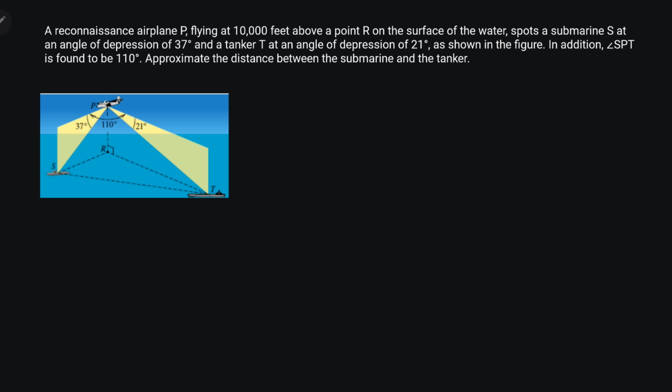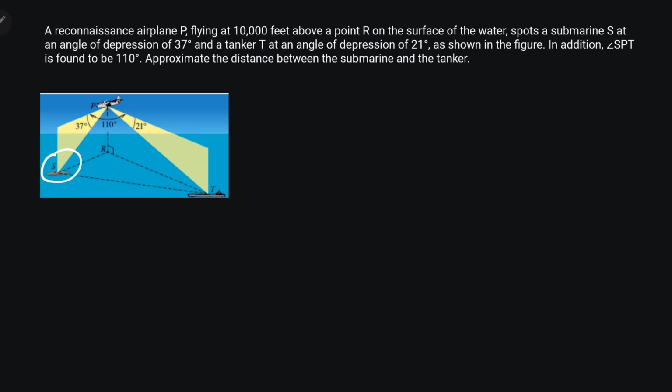Okay, in this video, we're going to solve a couple problems related to laws of sines and cosines. The first problem says, a reconnaissance airplane P flying at 10,000 feet above a point R. So I have my plane here. It's flying above point R. On the surface of the water, spots a submarine S.